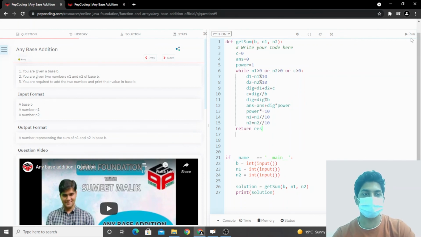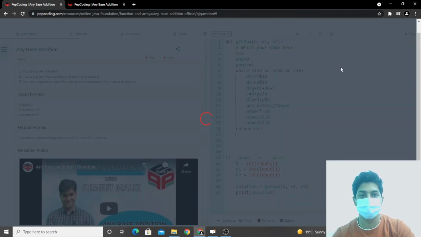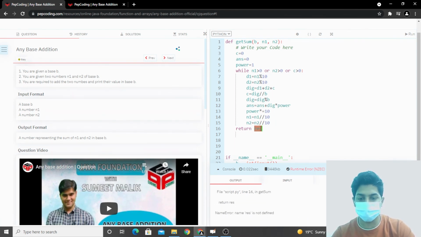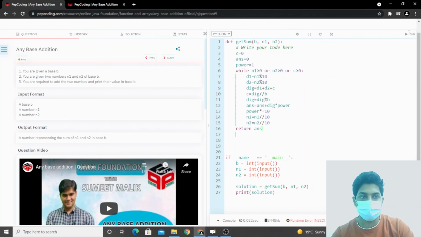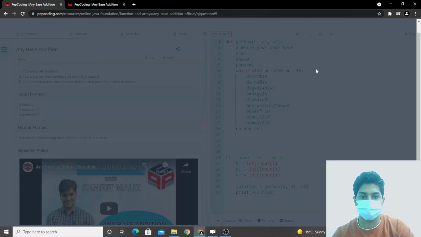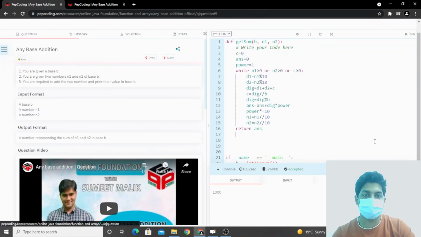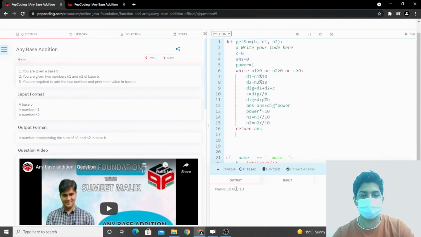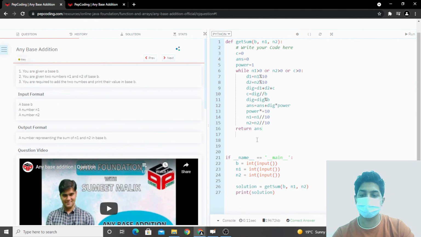Now let's try to run this code and see whether it is working fine or not. There is some error. Return result. Okay, it is not result, it is answer. Now let's try to run this code. We are getting the correct answer. Let's try to submit it. So it is passing. I hope you guys would have understood the solution.